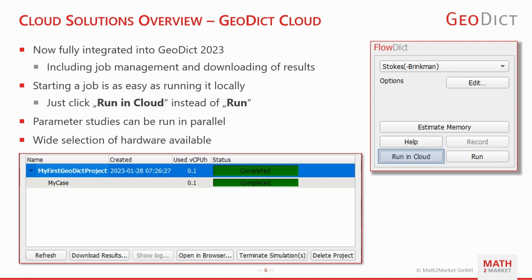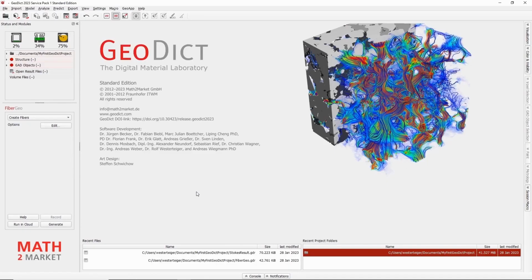On the right-hand side, you can see the normal FlowDict module, and as you know, there's a Run button which will execute the simulation on your local machine. But now you will also find a Run in Cloud button which will submit the job to the cloud and run it in the background. This also allows you to run parameter studies in parallel if you have a GeoPython macro with variables. And there's a wide selection of hardware available to run your simulations, even with machines up to, I think, 4 terabytes of RAM. In this segment, I want to show you the fully integrated GeoDict Cloud functionality in GeoDict 2023.